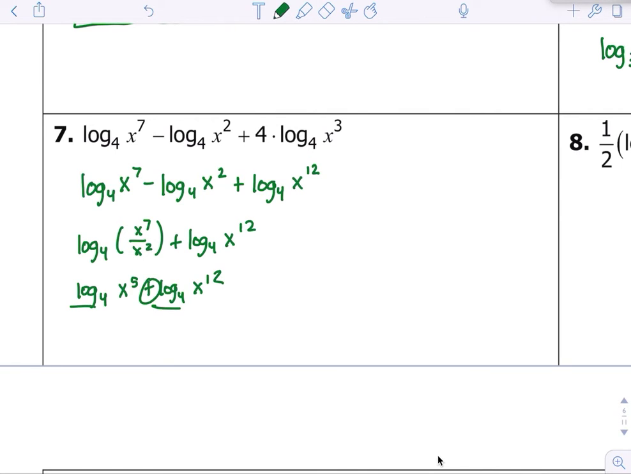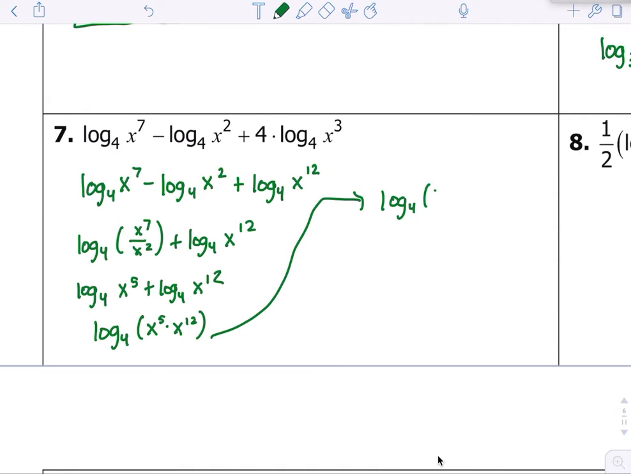Log, positive, so now we can use the product rule. So log base 4 of x to the 5th times x to the 12th. And you guys know when you have two things being multiplied together with common bases, then you just add the exponent. So x to the 17th. And there you guys go.